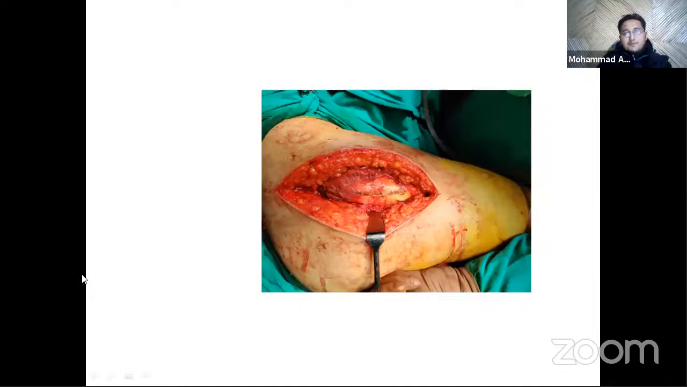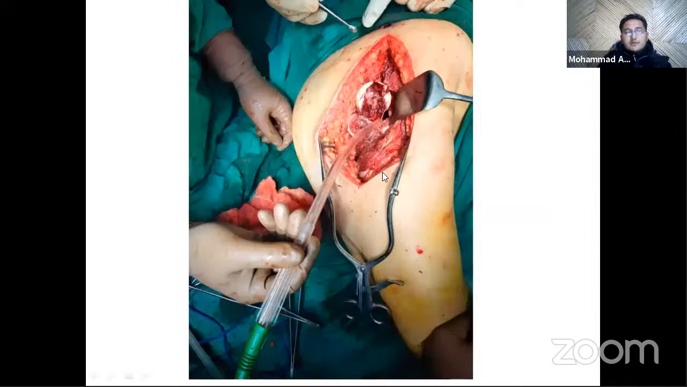This is the Gibson approach that we did, with the posterior approach. The glute max is completely taken down posteriorly, and this is the trochanter, the abductors gluteus medius and minimus here, and vastus lateralis here. This is the mark we have made with the help of a cautery, and this is the posterior border of gluteus medius. Some cuff of gluteus medius is kept intact, the maximal thickness being 1.5 centimeters.